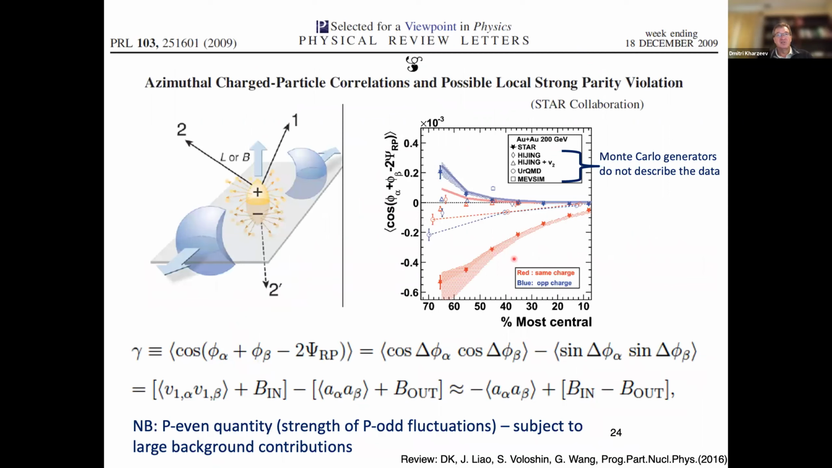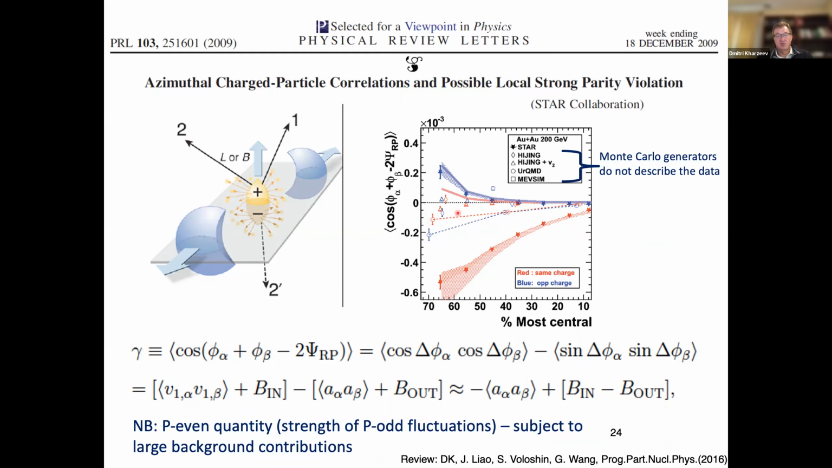Okay, so then a few years later, STAR presented the first measurement of this correlator. Experimentalists sometimes call it the gamma correlator. And you see that for same charge and opposite charge, this cosine has the expected sign. There is a big difference. And none of the Monte Carlos which were available back then described this difference. So this was considered as a first evidence for the CME.